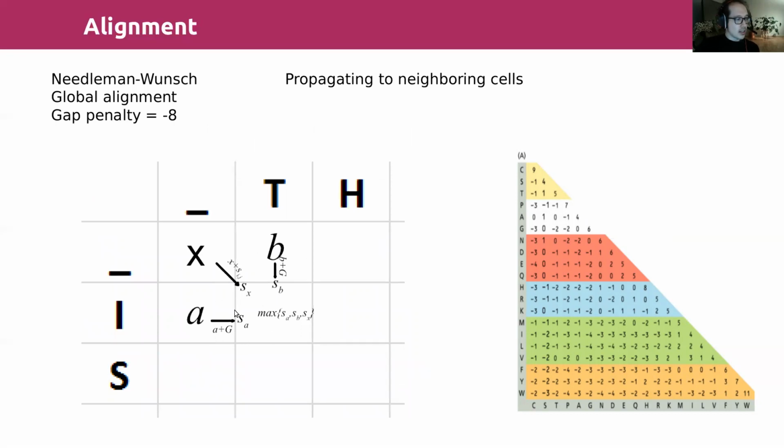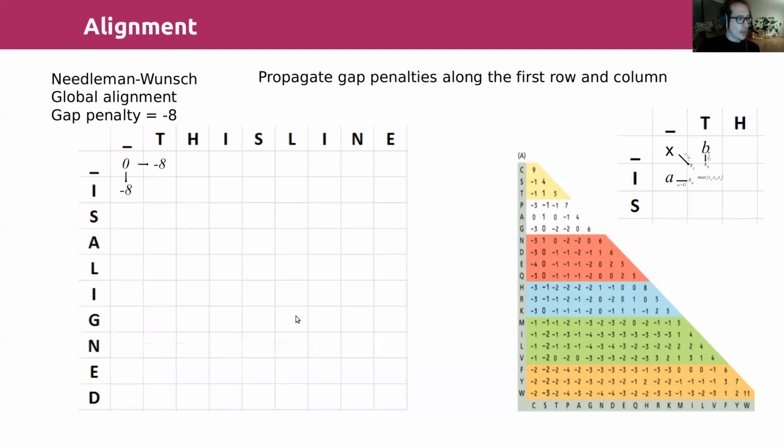For each of the cells, we have 3 candidates. One is going to add the gap score to whatever's above. One is going to add the gap score to whatever's to the left. And one is going to add the substitution score from this matrix to whatever is diagonally adjacent. And then we'll take the best of these 3 possible candidates as our value for each respective cell.